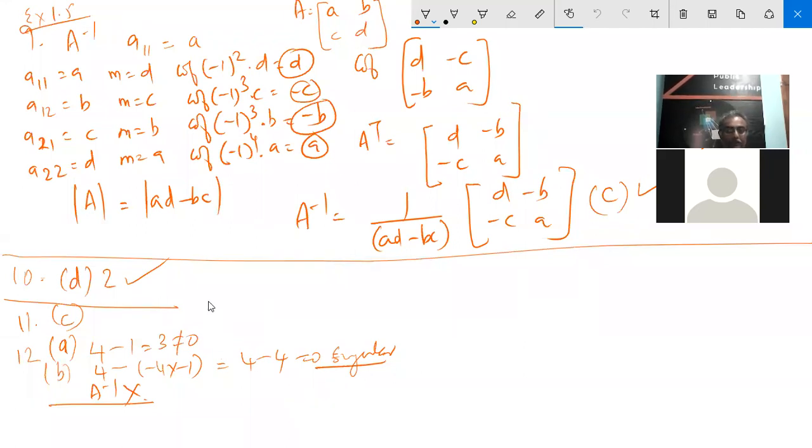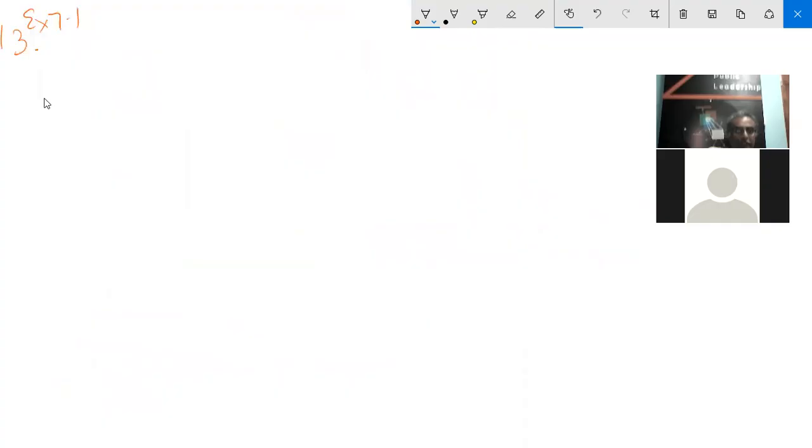Okay, so the 12th sum is over. Then let us do the 13th sum. The remaining sums you do for homework, and let us finish it. Exercise 7.1, 13th sum: inverse of the matrix 3, 1, 5, 2. A is equal to that. Then A11 is equal to 3, minor is equal to 2, cofactor is equal to minus 1 squared into 2, that is equal to 2.